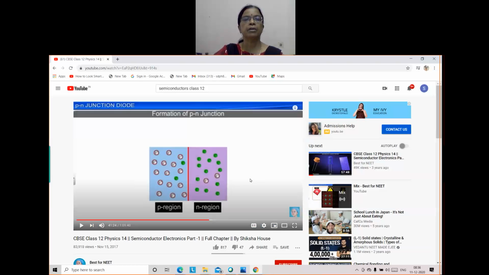Formation of p-n junction diode. How is a diode formed? Higher concentration of electrons, and in the p region there is a smaller concentration of electrons. I'll explain first, after that you can hear that. So the p-n junction diode is what we have to study next. Diode is the basic electronic device.